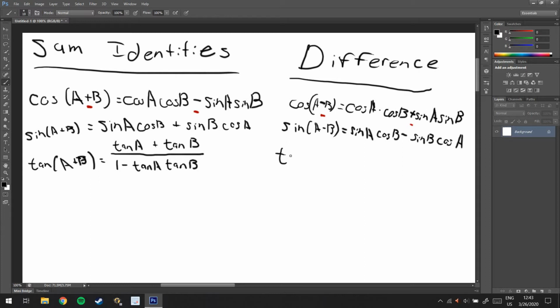The difference, we're just going to switch our signs for tan. So tan A minus tan B all over 1 plus tan A tan B.